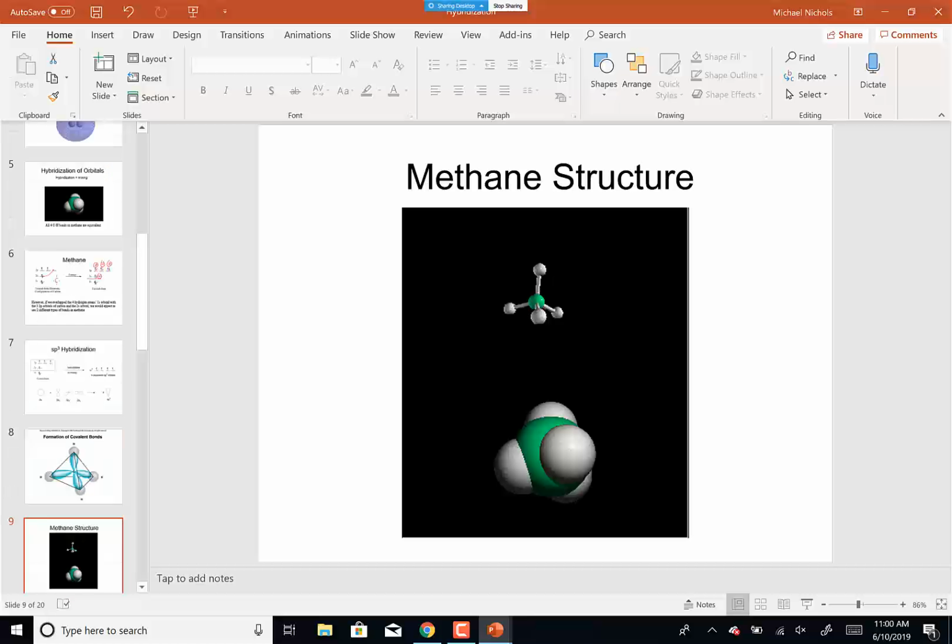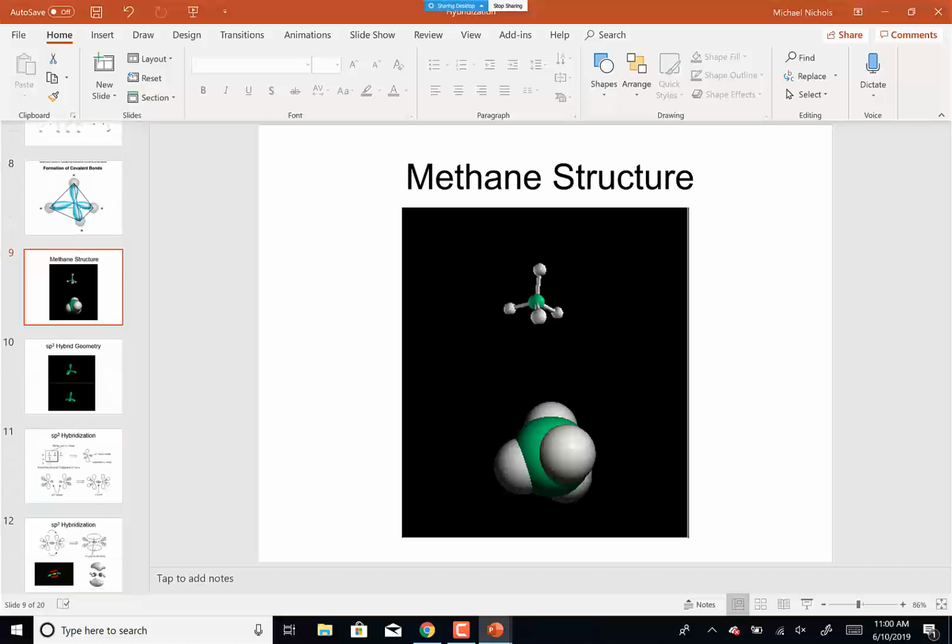So there's our methane. Methane is made up of 4 sp3 hybrid orbitals. Each one of these then is an sp3 hybrid orbital, and the sp3 hybrid orbital looks like that.